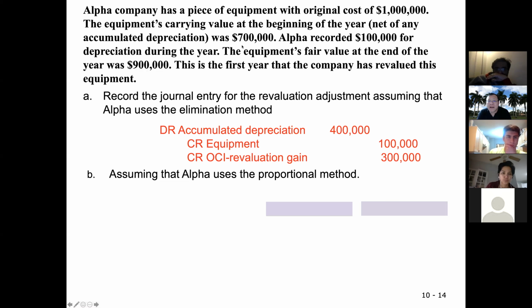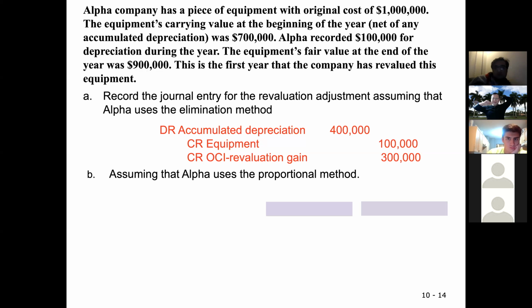So the carrying amount is 700 before at the beginning of the year. That tells us at the beginning of the year, that account balance is 300, because 1 million minus 300 is 700. And then you have to add 100 for the depreciation during the year. So the ending balance is 300 plus 100, 400, right? To get rid of it, you debit this account for 400,000, and you credit the equipment for 100, and you need to credit OCI revaluation gain for 300. Does this make sense?